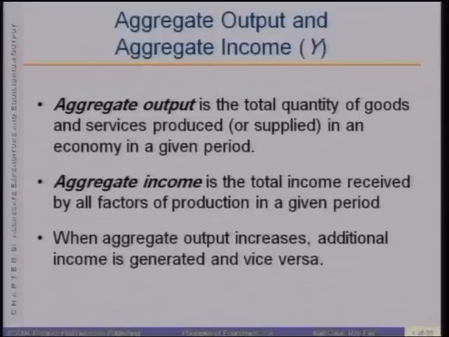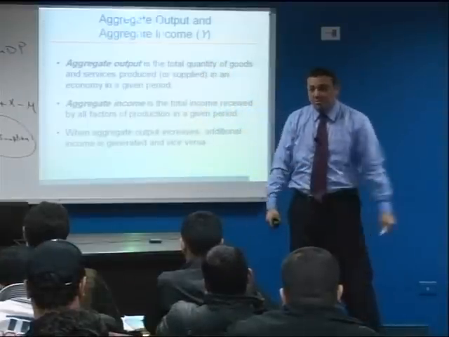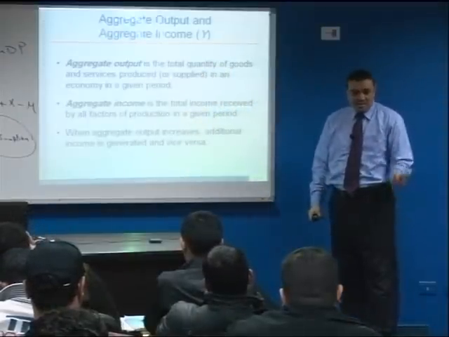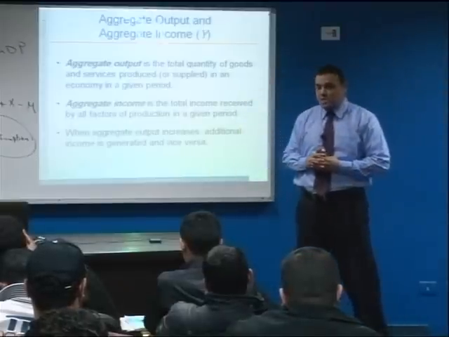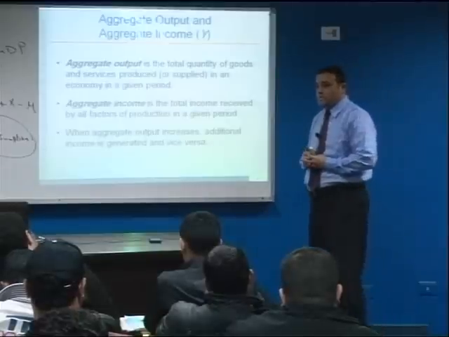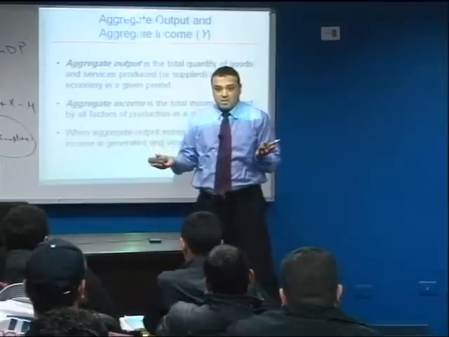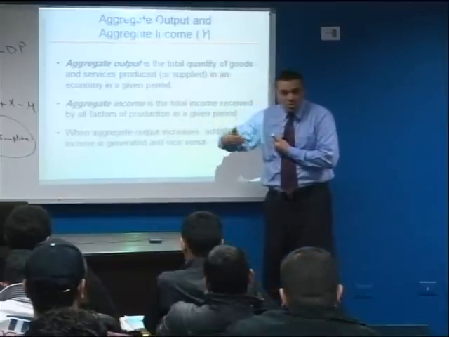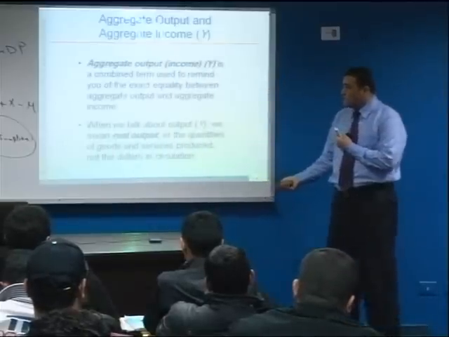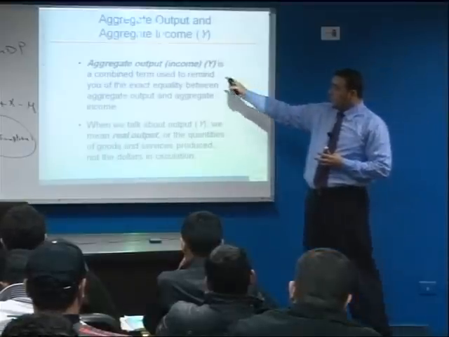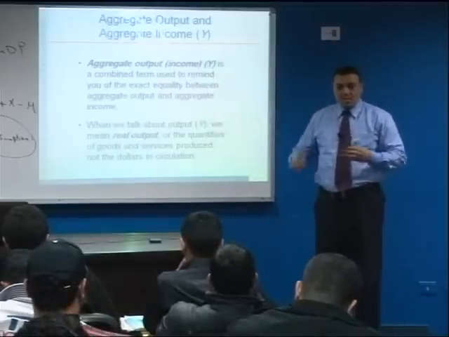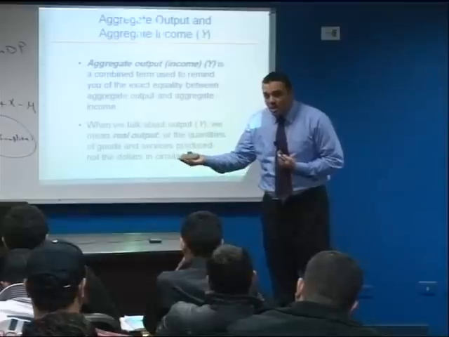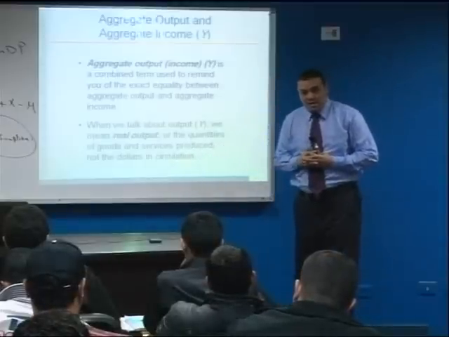You have an idea about the aggregate output, which is the GDP, the total market value of all produced goods and services in the economy. Aggregate income is the total income received for the factors of production who participate in the production process. We took these terms in chapter 2 and chapter 3, right? When we talk about aggregate output or aggregate income, we have the same concept. So we will deal with the aggregate output as the same concept as the aggregate income, right?